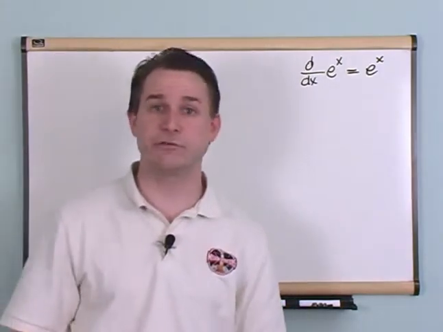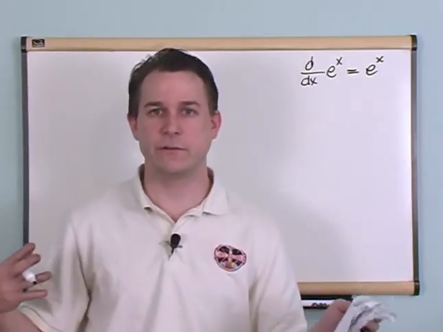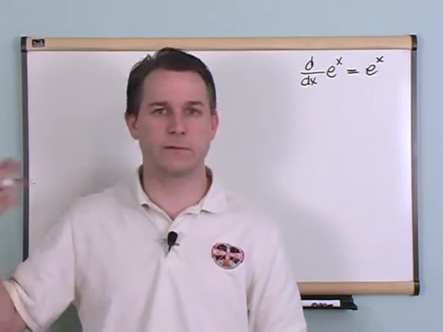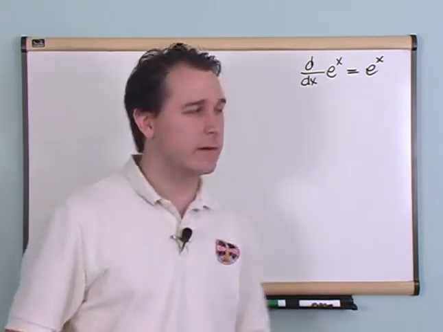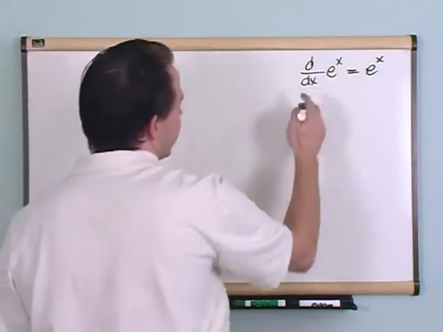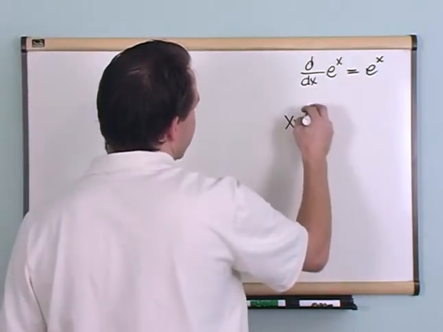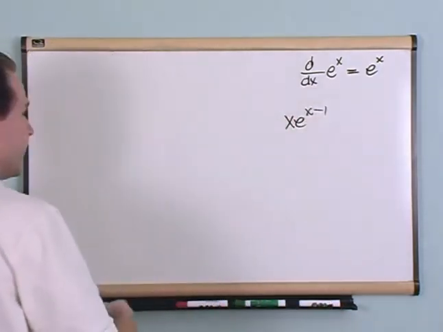It's called the indestructible function. You can't get rid of it. You take derivatives of exponentials all day long, and you can't get rid of it. Don't fall into the trap of trying to say this is x times e to the x minus 1. That's not going to work, and that's not true.